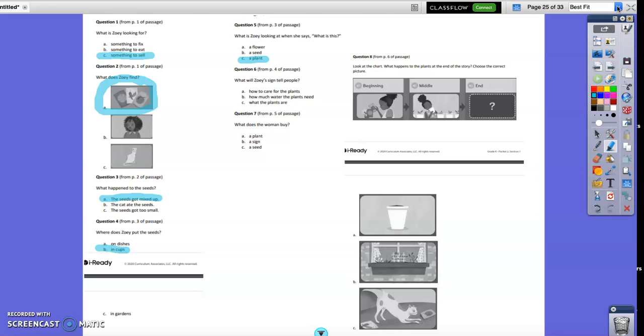Very good. What will Zoe's sign tell people? How to care for the plants? How much water the plants need? Or what the plants are? What did Zoe's sign say? Did she tell the people how to take care of the plants? No. Did she tell them how much water they needed? No. But she did tell them what they are. And what did she tell them? She told them they were surprise plants. Yes, that she told them they were surprise plants.